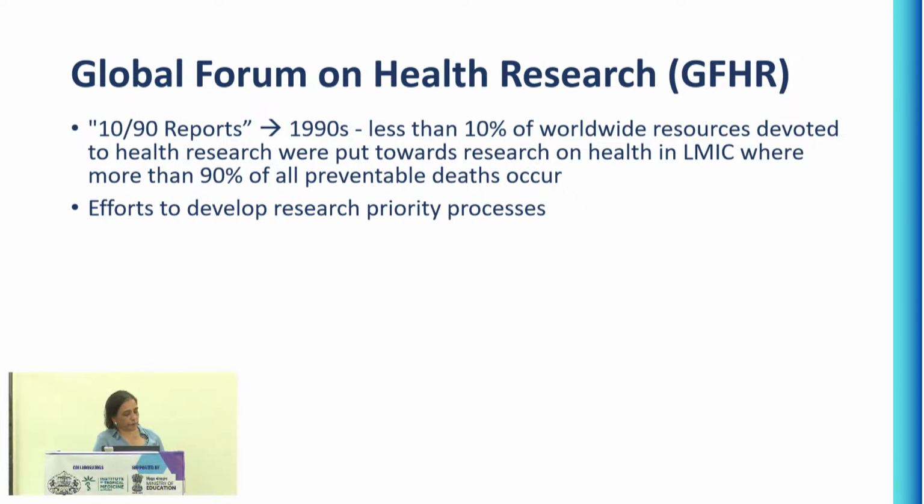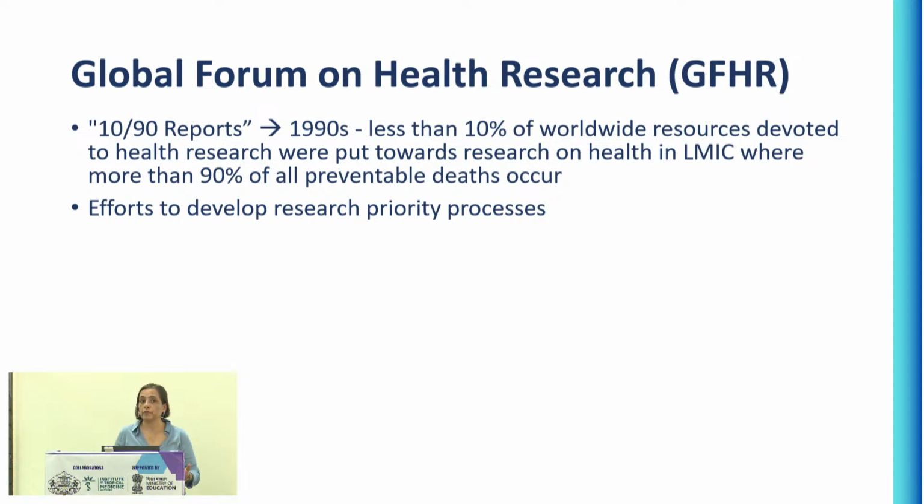So this is another forum, which is called the Health Research Forum, which in the 90s produced what are called the 10/90 reports, which were essentially stating that 10% of resources worldwide devoted to health research were put towards research on health in LMIC, whereas more than 90% of preventable deaths occur there. So basically it was highlighting this huge imbalance in terms of where the resources for the research were going. And it's not so surprising, right? Because you can imagine those high cost, very highly technical, biomedical types of interventions, very sophisticated interventions, are also going to be the most costly in terms of research.